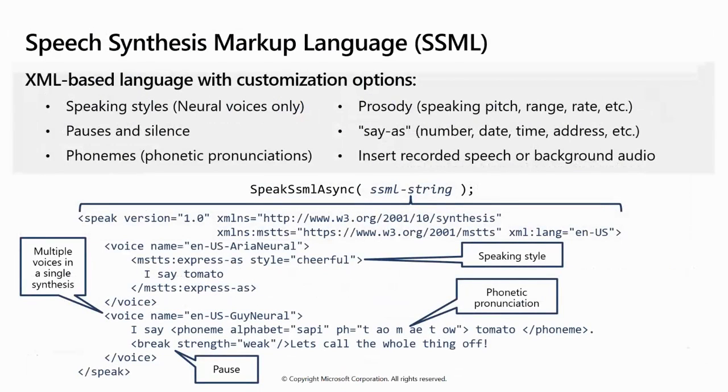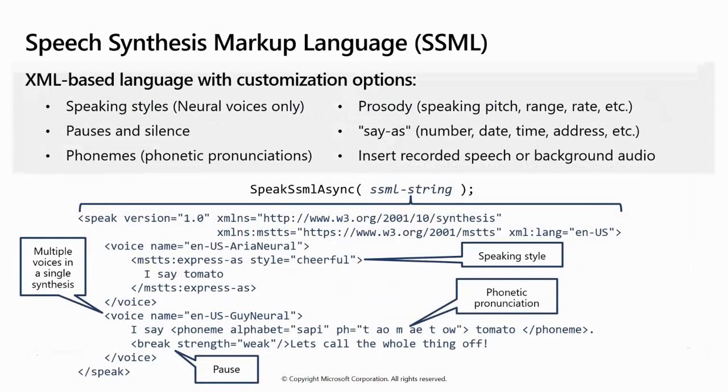Now, you can use the speak text async method, for example, to turn plain text into speech using the speech SDK. Now, the service also supports an XML-based syntax for describing the features of the speech you want to make. This syntax, speech synthesis markup language, or SSML, gives you more control over how the spoken output sounds. This lets you specify a speaking style, such as excited or cheerful, when using a neural voice.